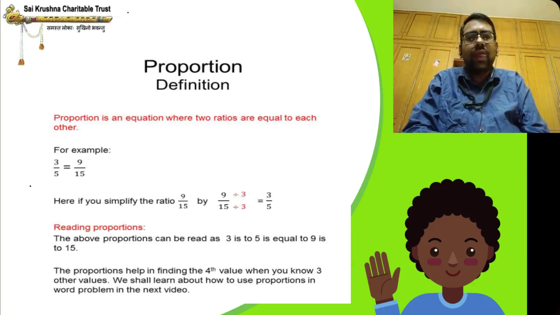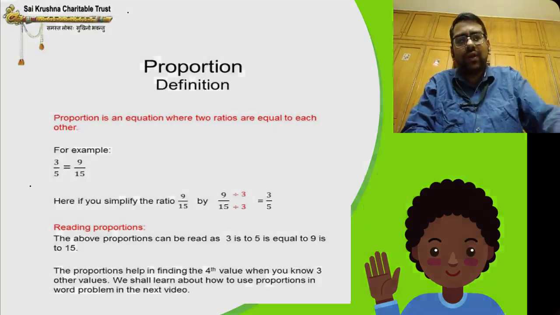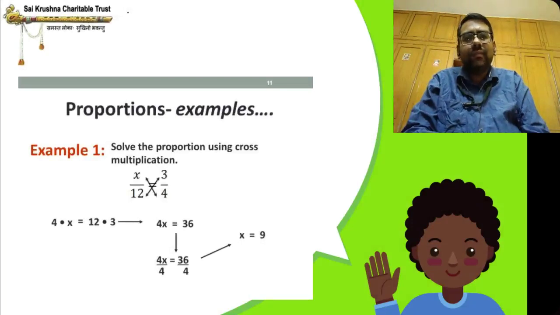Reading proportion. The above proportion can be read as 3 is to 5 equal to 9 is to 15. Proportions help in finding the fourth value when you know three other values. We shall learn how to use proportion in word problems in the next video. I will show you an example here.